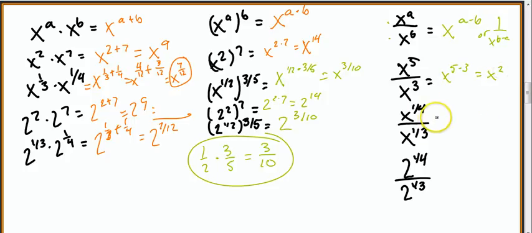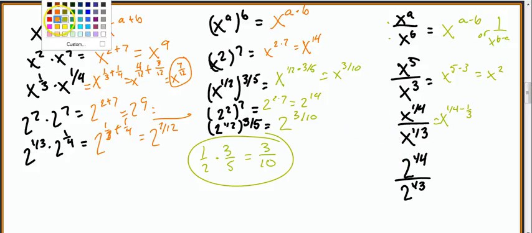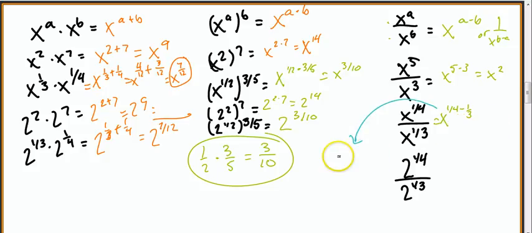Okay? Same deal going on here. All right? x to the 1/4 divided by x to the 1/3 is x to the 1/4 minus 1/3. All right? Let me do that in a different color. Let's do this in this blue. Hopefully this is dark enough. All right. So I have 1/4 minus 1/3.